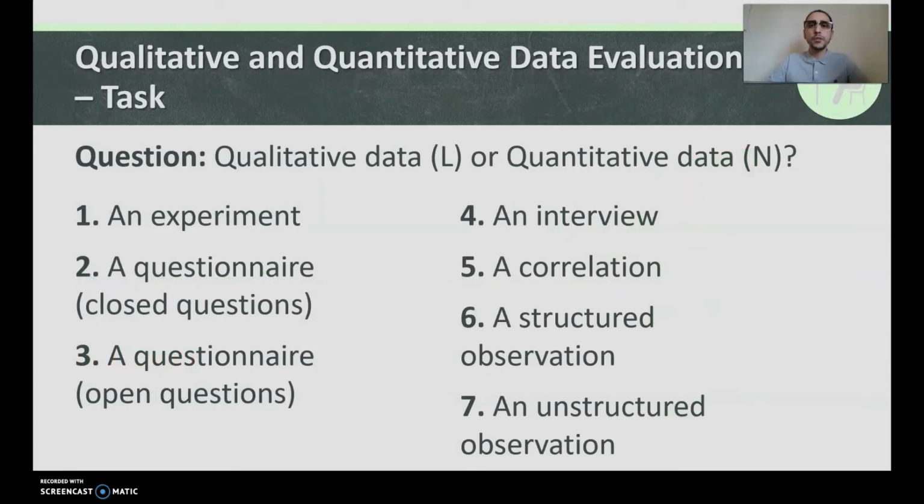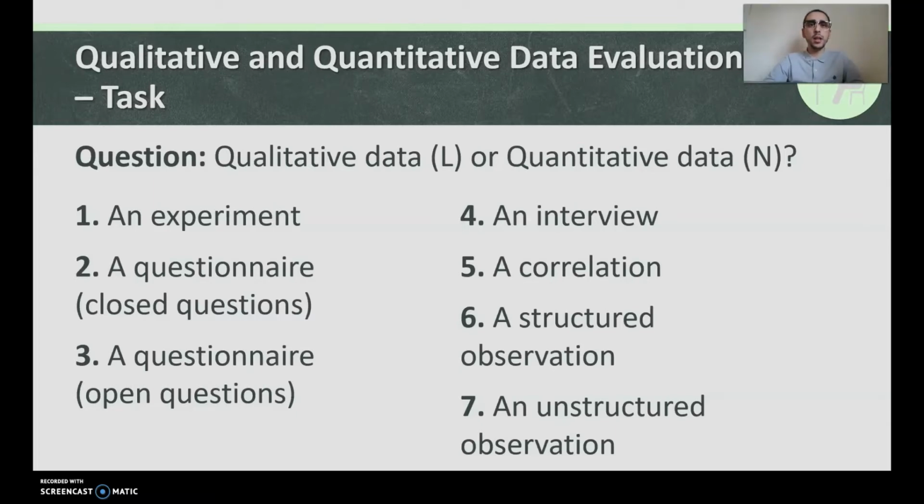Okay, I've got some questions for us to do. Again, qualitative data or quantitative data? Will these types of ways of finding data be more qualitative or quantitative? Pause the video and give it a go, and we'll have a look at the answers right about now.